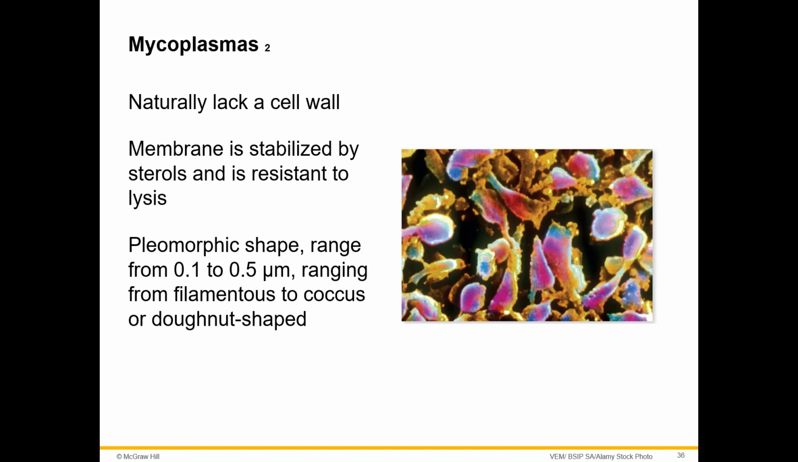Mycoplasmas do not have a cell wall. Their membrane is stabilized by sterols and it's resistant to lysis. Mycoplasmas are extremely dangerous when they're found inside of a patient because they're nearly impossible to get rid of. You can't kill them with typical antibiotics, and they're a pretty hardy microorganism once established. Mycoplasmas usually only affect the immunocompromised, so they're opportunistic pathogens. But they have been known to cause a few infections in healthy people as well.